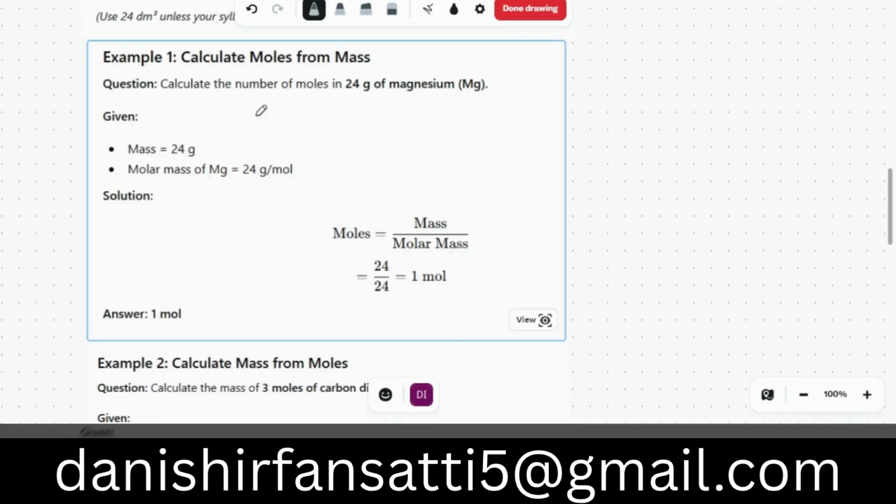Now we will do some examples. Calculate moles from the mass. Calculate the number of moles in 24 grams of magnesium. The mass is 24 grams and the molar mass of magnesium is 24 grams per mole. So moles is equal to mass over molar mass, 24 divided by 24, which is equal to 1 mole.